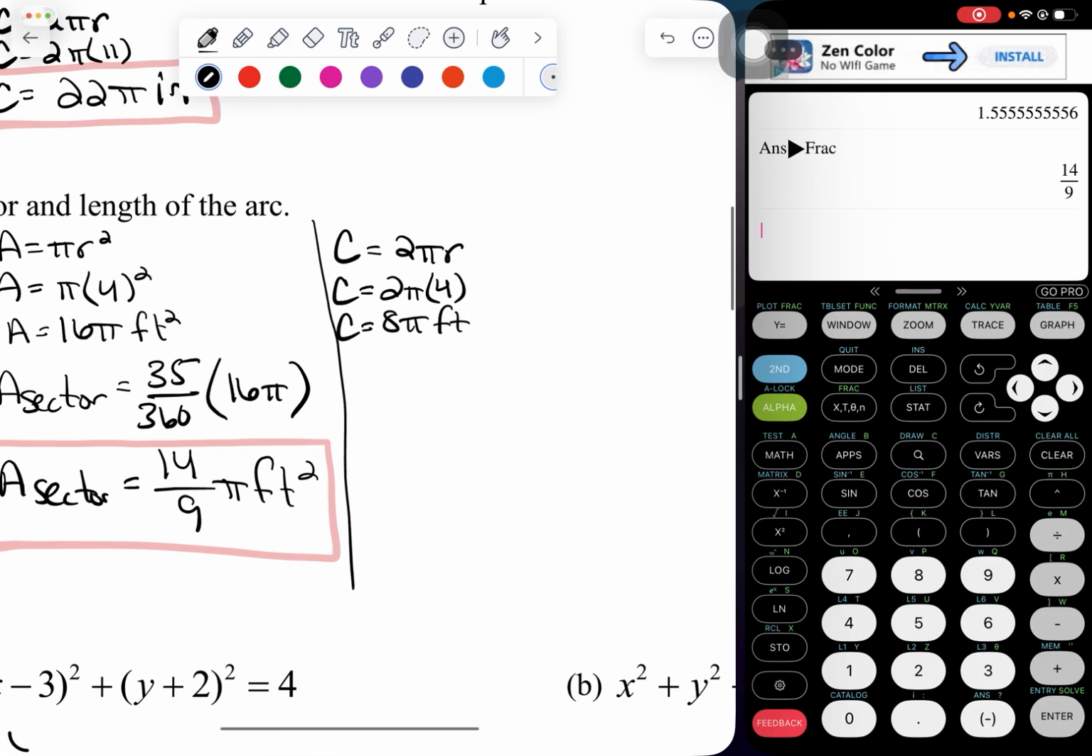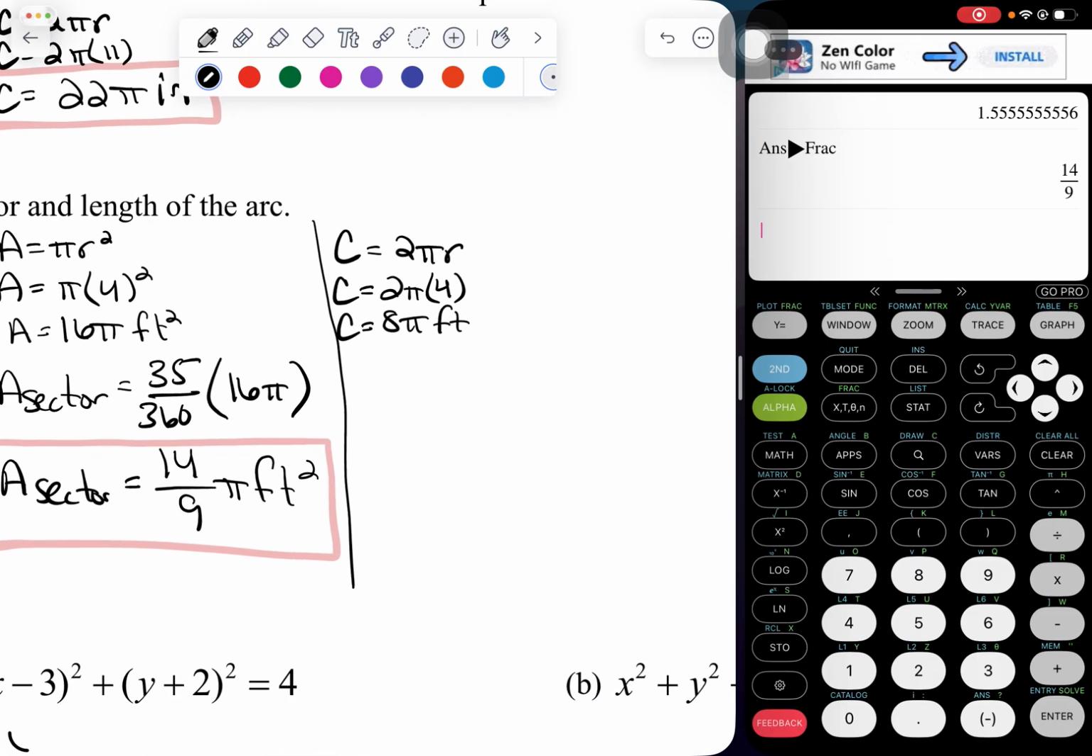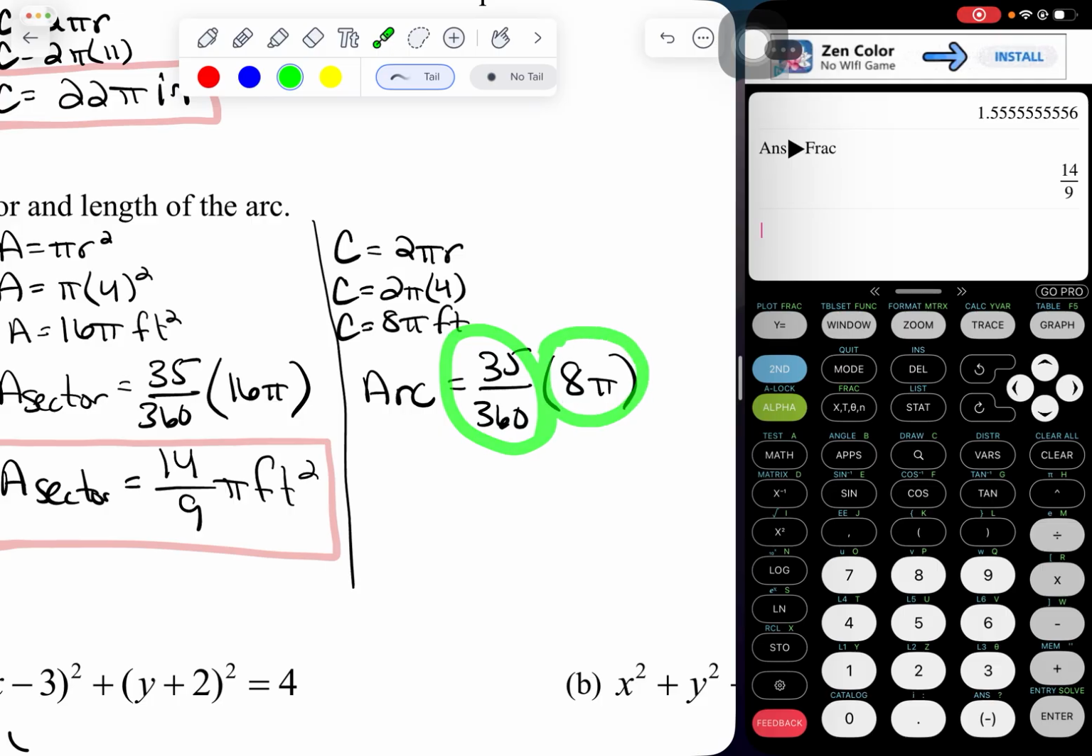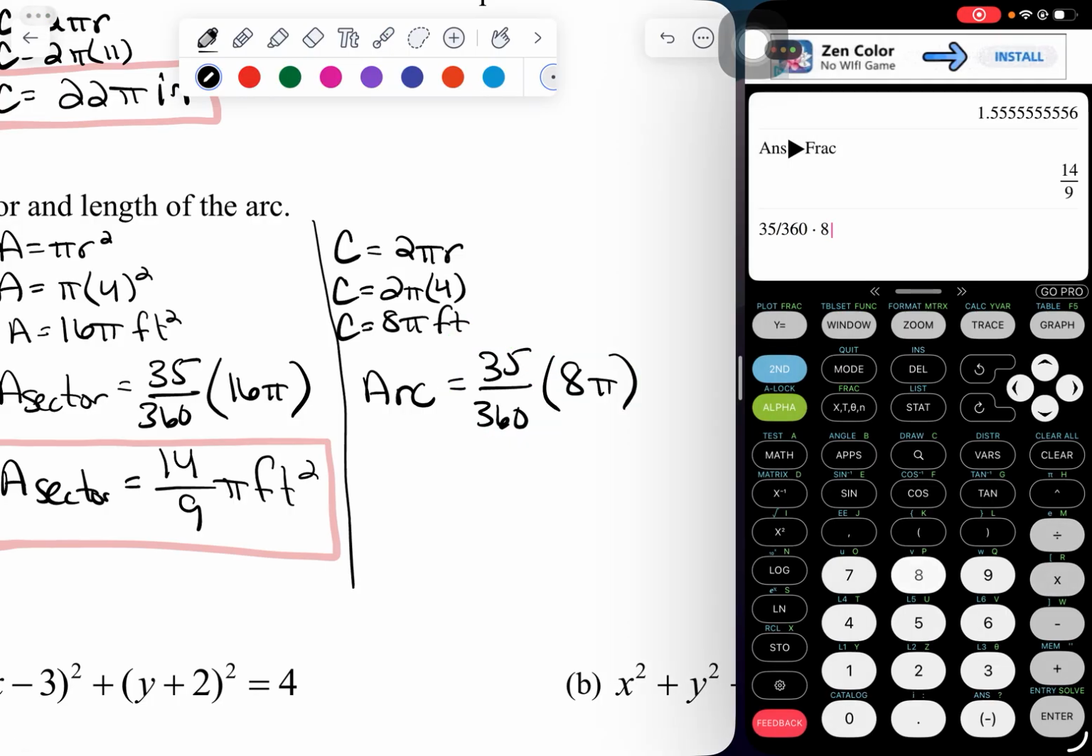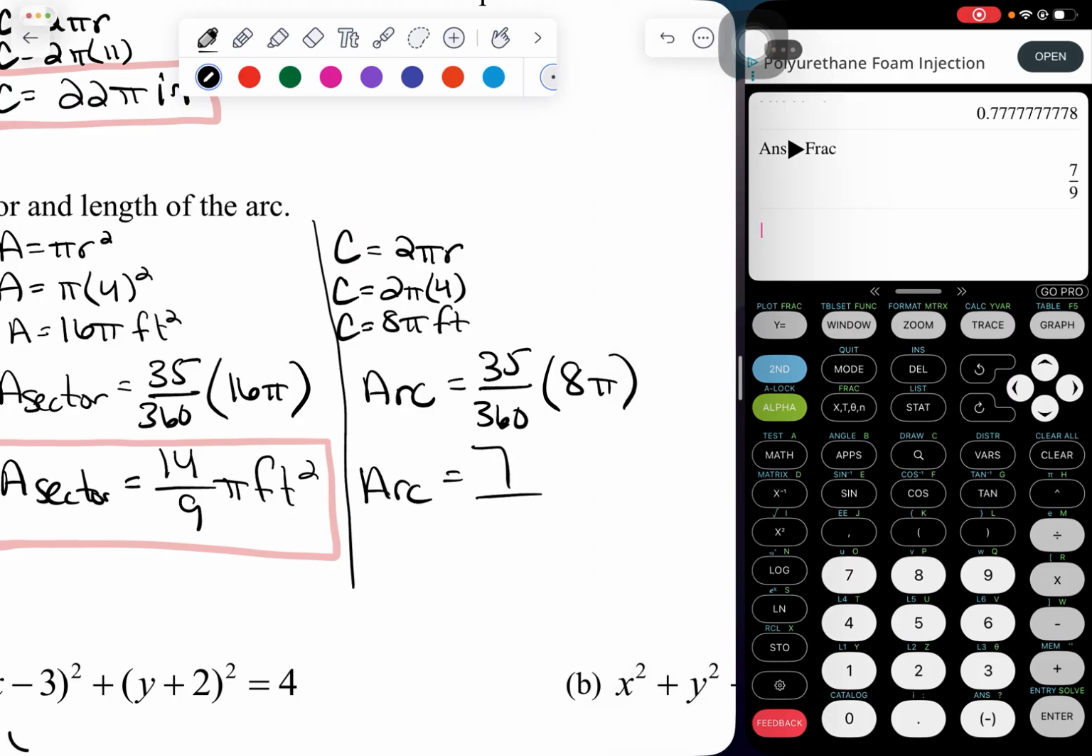Okay, so then for my arc length, I'm going to write the word arc here. It's the same fraction, right? It's still 35 degrees out of 360 degrees, but now we're going to take this fraction times the circumference. I knew I was going to need the calculator, so we're going to do 35 over 360 times 8. Again, a wacky decimal that I want the fraction of. So the arc length here is going to be 7 over 9 pi feet.